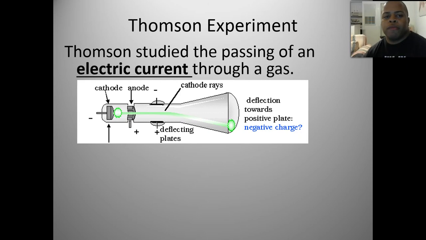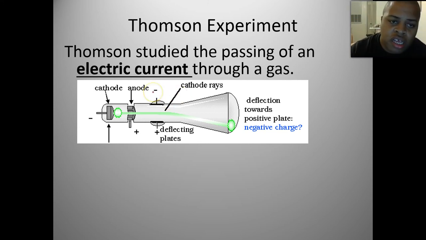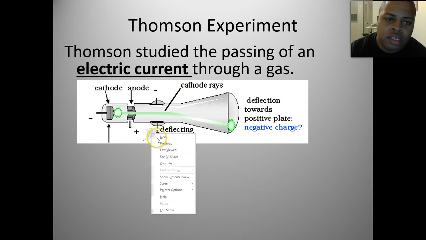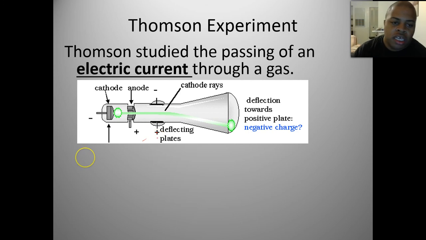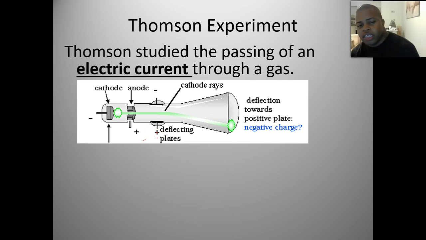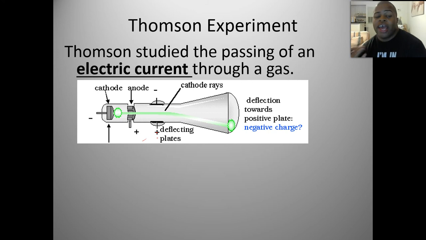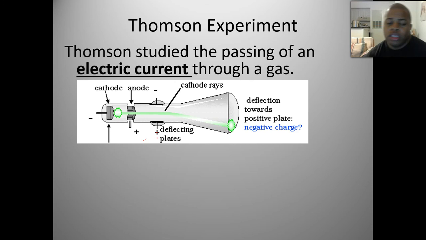Now, this is his experiment. Thomson studied the passing of an electric current through a gas. While he was doing that, if you notice at the top of the screen, you see this negative sign here, and you see this positive sign right here. What he did is, he took this gas, had it in a tube, called a cathode ray tube, and he passed electricity through it. And then he turned on these charged plates. So if you notice here, we had a negative, and then we have a positive.